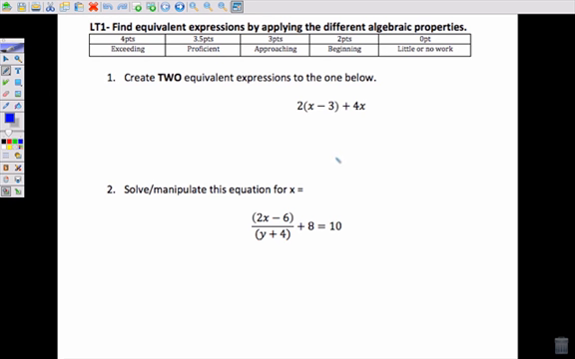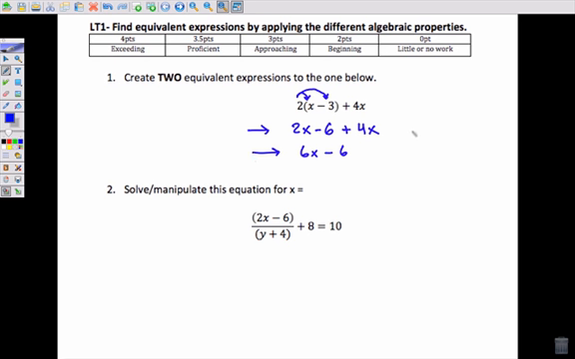Okay. So the first part, just going through, here's learning target 1 from your test. Number 1 is create 2 equivalent expressions to the one below. The most common answers that I saw were people first distributing to get 2x minus 6 plus 4x. That's one of them right there. That's an equivalent expression. From there, you can simplify it one step further and combine like terms and get 6x minus 6. That's another equivalent expression. So right there are 2 equivalent expressions.